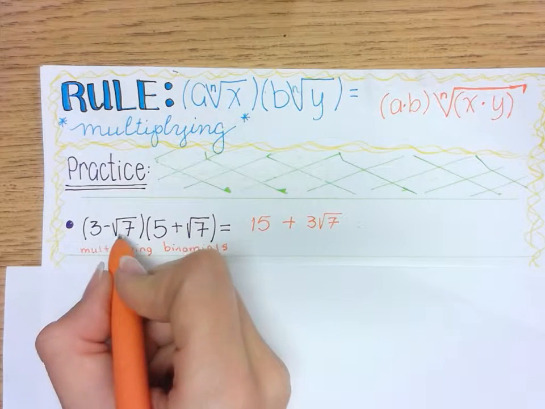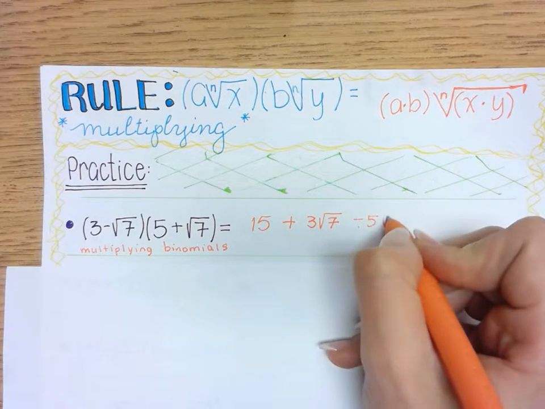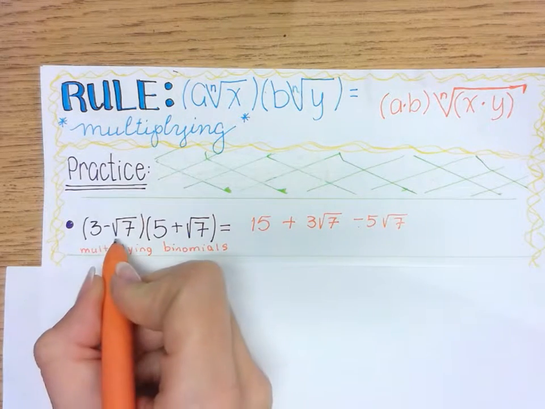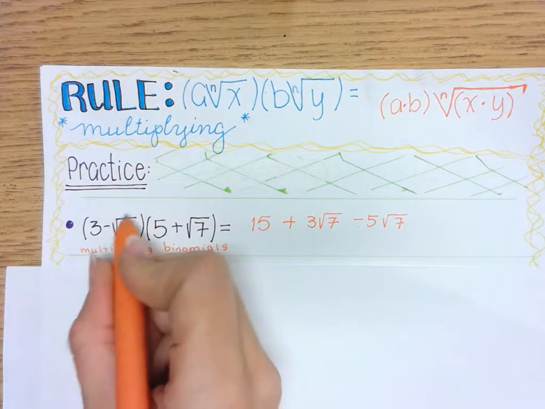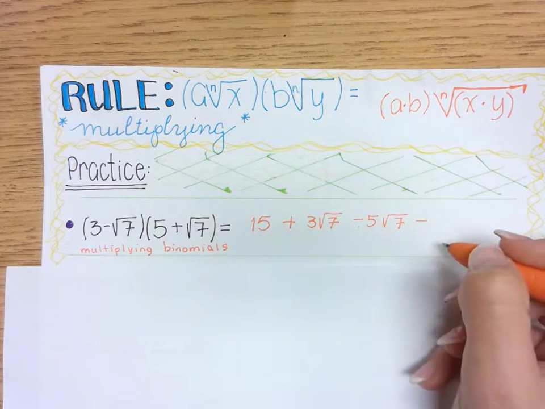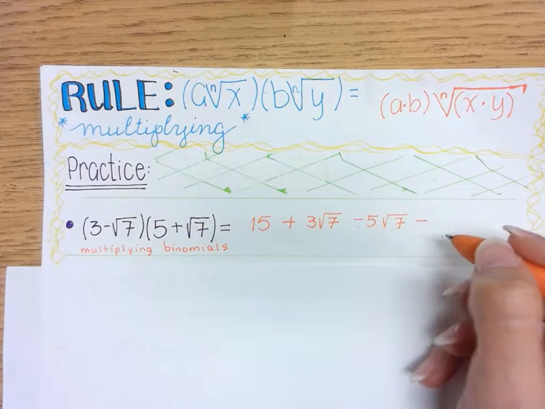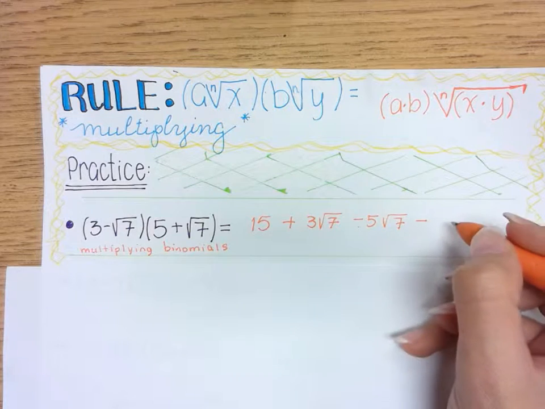Now negative square root 7 times positive 5 is minus 5 square root of 7. So I distributed that. Now I'm distributing it here. Positive, negative is negative. Square root of 7 times square root of 7 is 7. If you need to write square root of 49 first, sure, knock yourself out. But you're going to have big numbers sometimes.